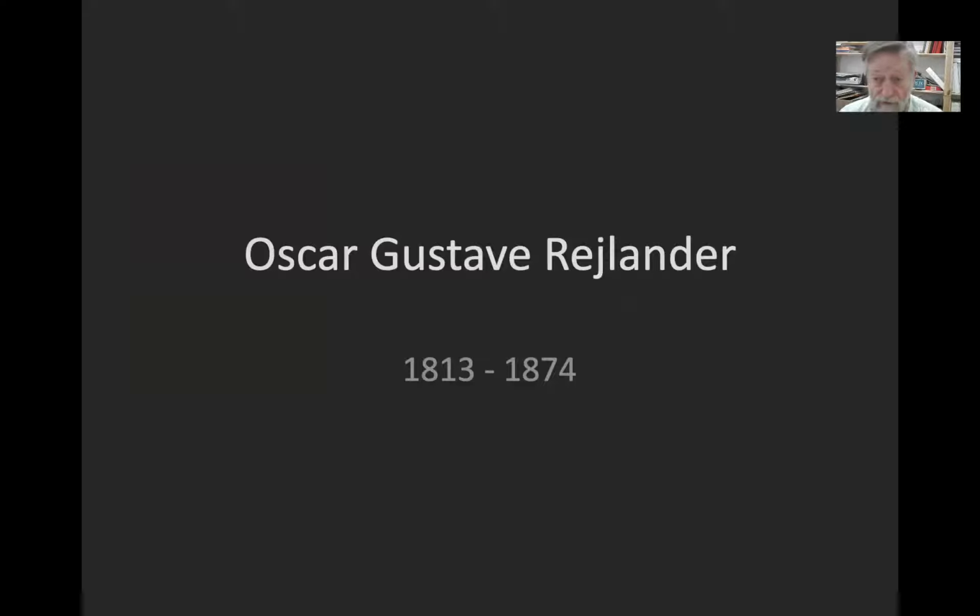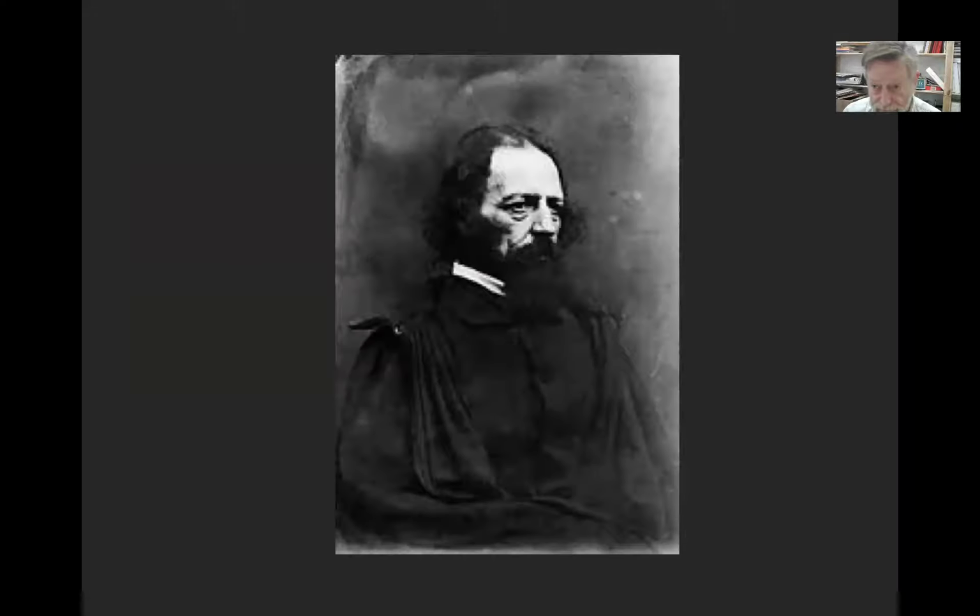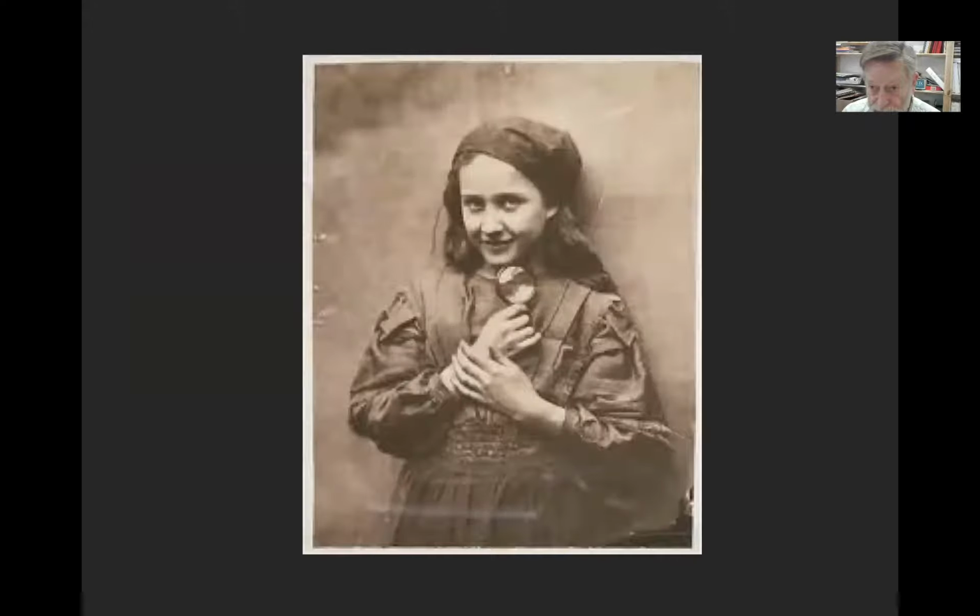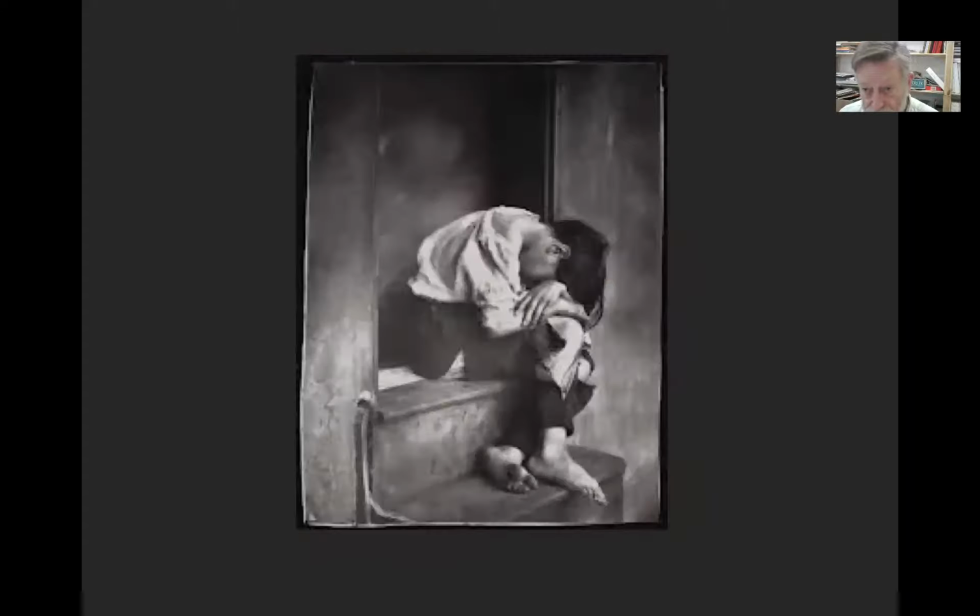Oscar Rejlander. By the way, 1813, don't worry about the days of life and death. It is not clear if he really was born in 1813. They didn't have good records then. This is a photograph he took. We'll see a picture of Rejlander in a bit. And it's unusual to get people smiling because people were so stiff and formal and holding their pose as long as they could. So this is narrative art.